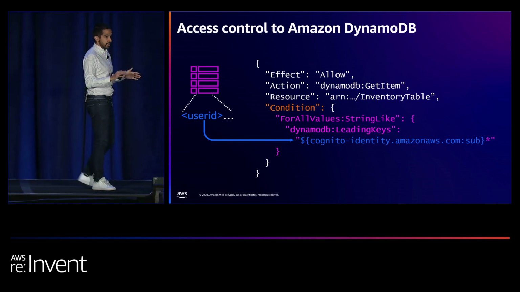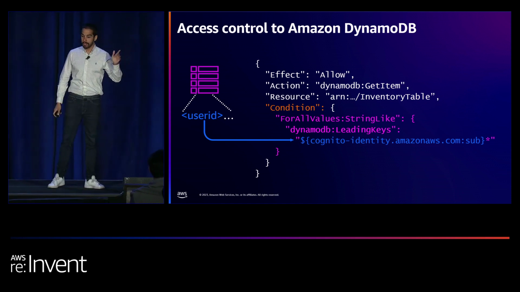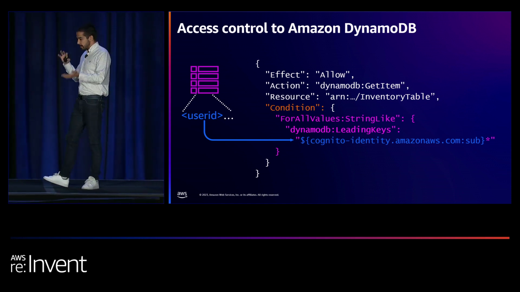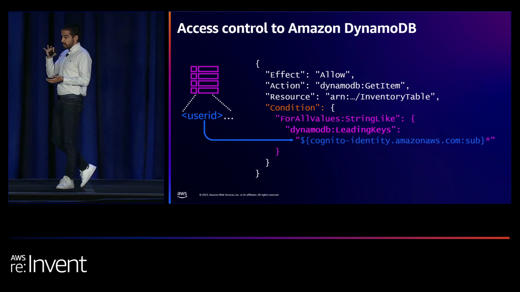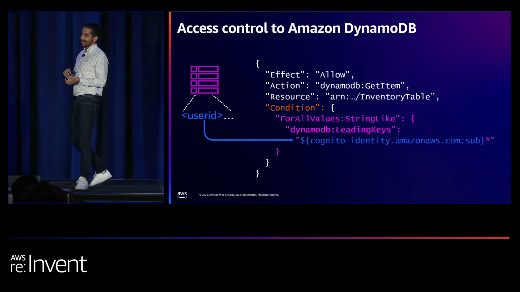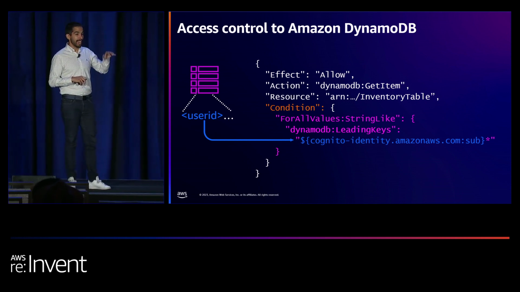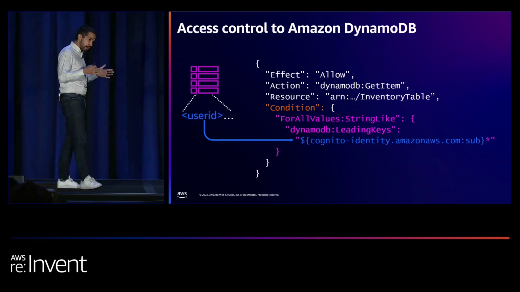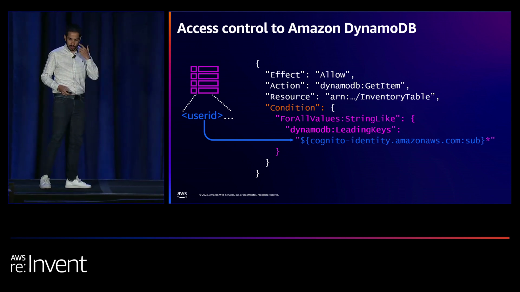You didn't have to write a single line of code. This is all native integration. But the recommendation here, not only for Dynamo, is make sure that you check those conditions in IAM, because they help you further scope down the permissions in your services.